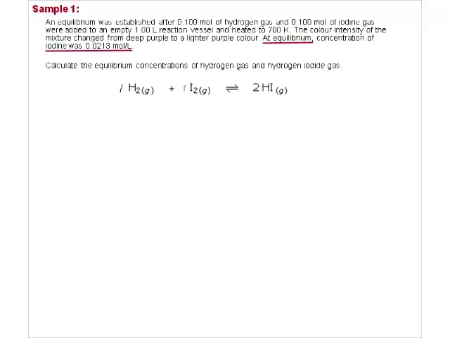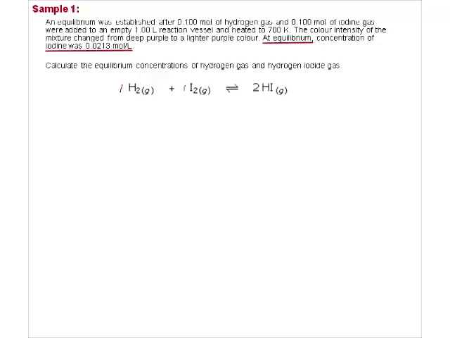The very first sample we're looking at says an equilibrium was established after 0.1 moles of hydrogen gas and 0.1 moles of iodine gas were added to an empty 1 liter reaction vessel and heated to 700 kelvins. That's close to 500 degrees Celsius, pretty hot. It says the color intensity of the mixture changed from deep purple to a lighter purple, and the change in color indicates to us that the equilibrium has shifted.